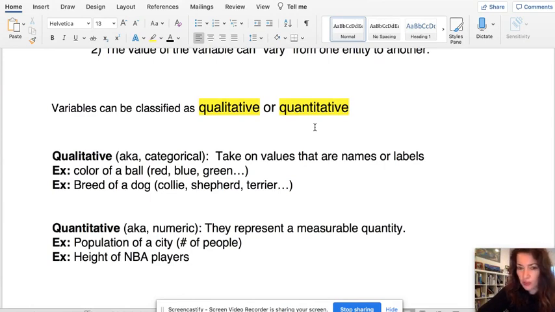What is the difference between qualitative data and quantitative? If we look at the first one, qualitative, also known as categorical, that takes on values of either names or labels. So for example, the color of a ball, the color of your hair, or whether you are a ninth grader, a 10th grader. Those are all categorical data. In other words, they don't have a numerical value attributed to it. Another example is a breed of a dog. So this is known as categorical.